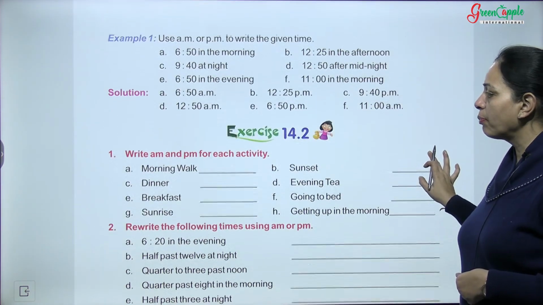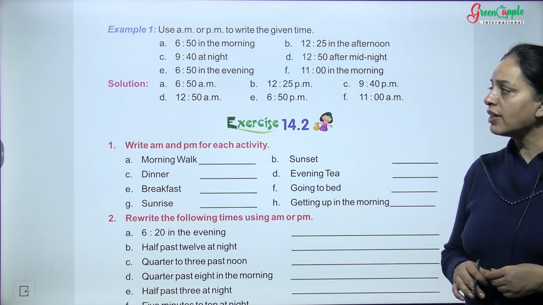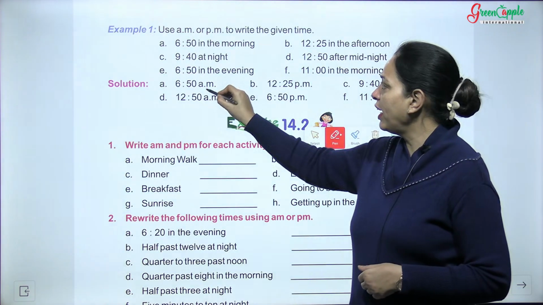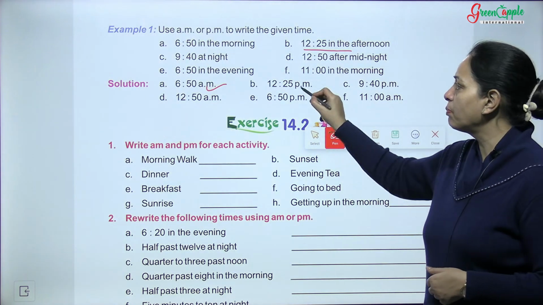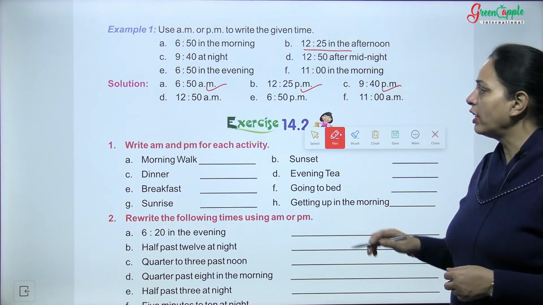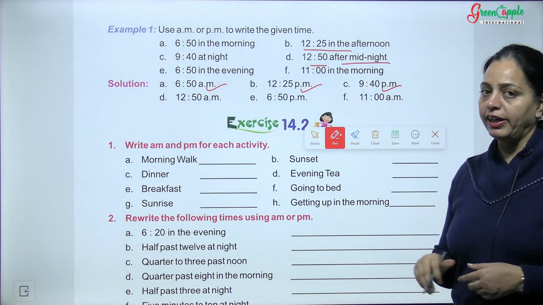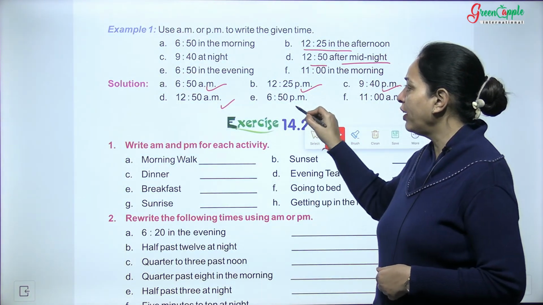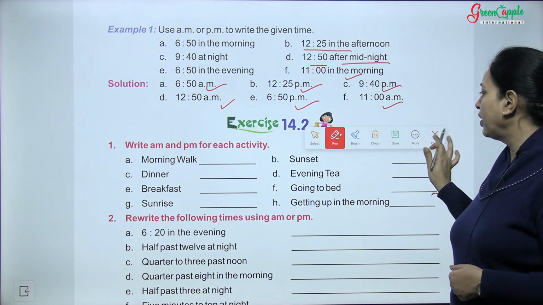Now example 1, use AM or PM to write the given time. A part, 6:50 in the morning, so this is 6:50 AM. B, 12:25 in the afternoon, so this is PM. Now C, 9:40 at night, so 9:40 PM. Now D, 12:50 after midnight, so 12:50 AM. Now 6:50 in the evening, so 6:50 PM, and 11 in the morning, 11 AM.